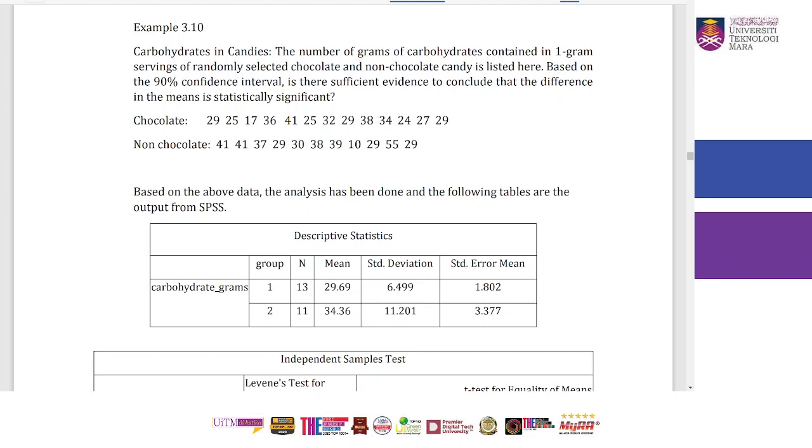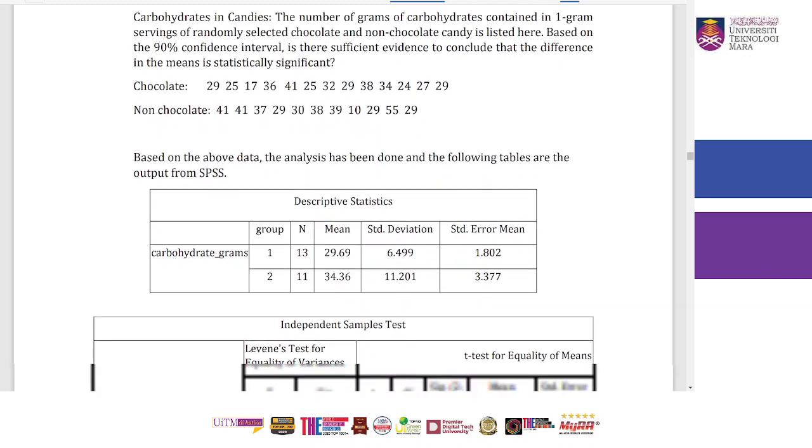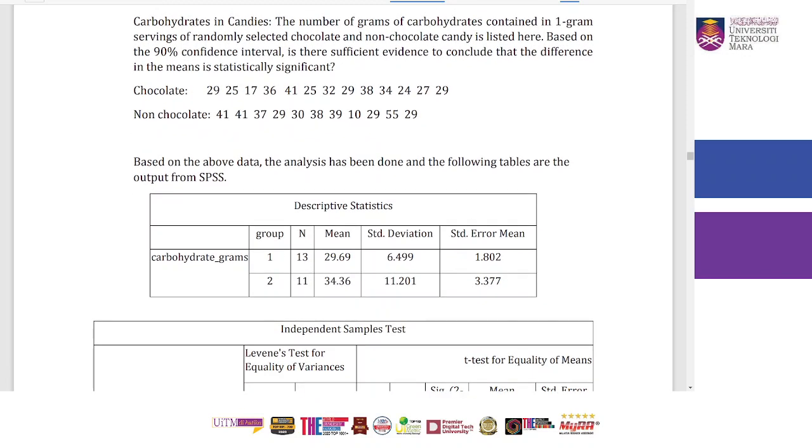So maksudnya, the mean content of carbohydrate in chocolate and non-chocolate candy, do they differ or not? Okay, do they differ or not? So sebab tu kita ada dua sini, satu chocolate dan satu lagi non-chocolate. So kita ada kat sini, yang the first one, group 1 ni, so this one refer kepada yang chocolate. And then yang nombor 2 ni, this one refer kepada non-chocolate.